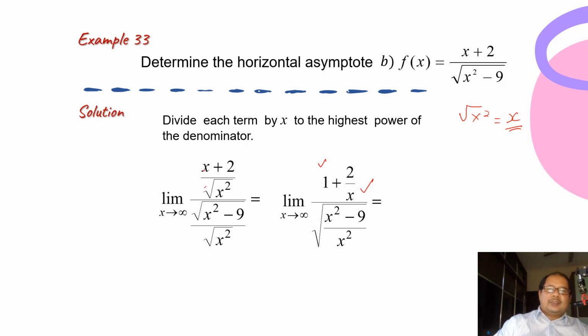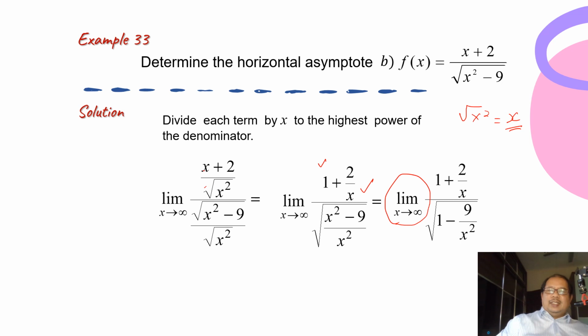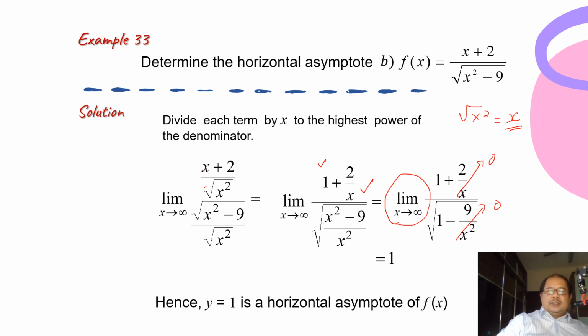Kita boleh hilangkan tanda square root tu, kita tulis macam ni. X square minus 9 over x square. X square over x square is 1. So you dapat 1 plus 2 over x, over square root 1 minus 9 over x square. When x approaches positive infinity, 2 over x becomes 0. 9 over x square also 0. So you get the answer is 1. So hence y equal to 1 is a horizontal asymptote of f(x).